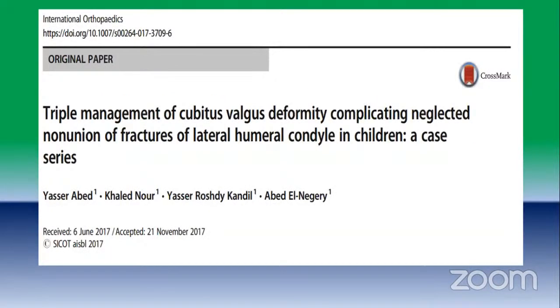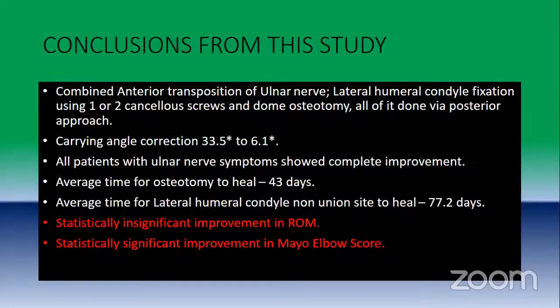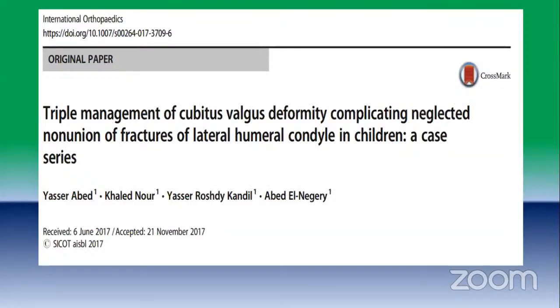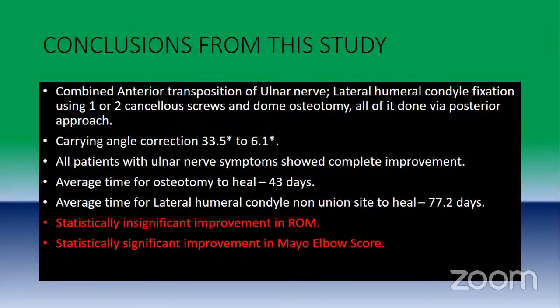And this is a case series describing triple management, which is ulnar nerve transposition along with addressing the valgus with supracondylar osteotomy, and fixation of the lateral condyle nonunion. And they have got good results with all of these. The nerve symptoms improved, the osteotomy healed in an average of 43 days, and the lateral condyle non-union site also healed with an average of 77 days.